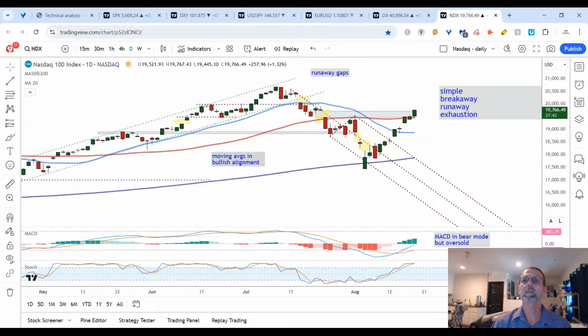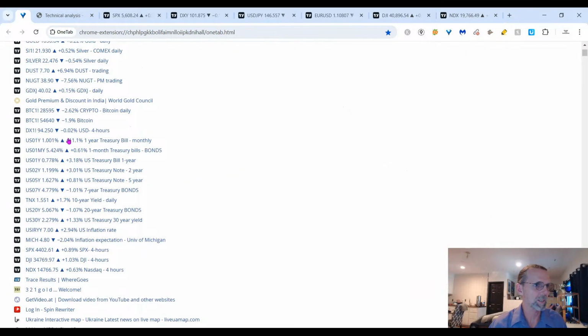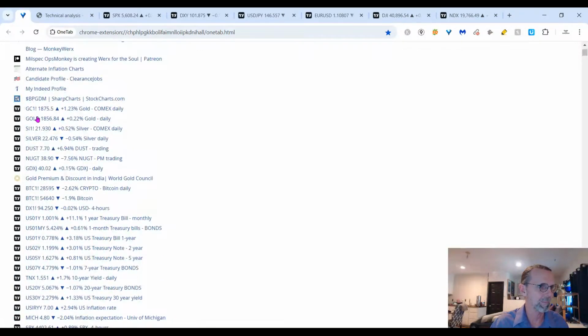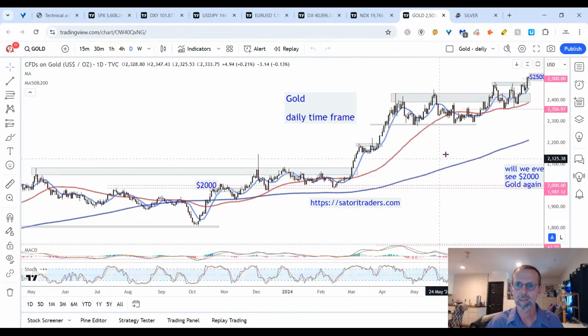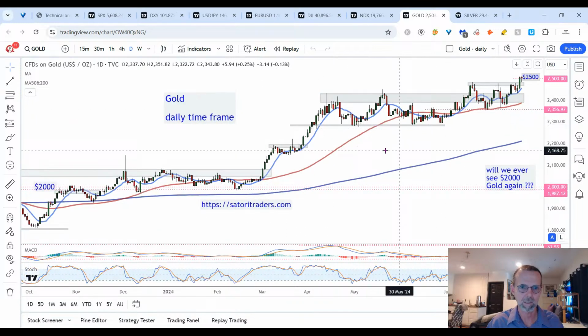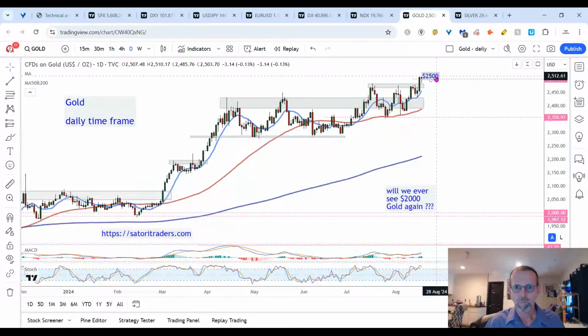Not seeing any comments there. So let's look at the precious metals. They did some nice action today, or continued the action. They broke above, or gold. Let's talk about gold.